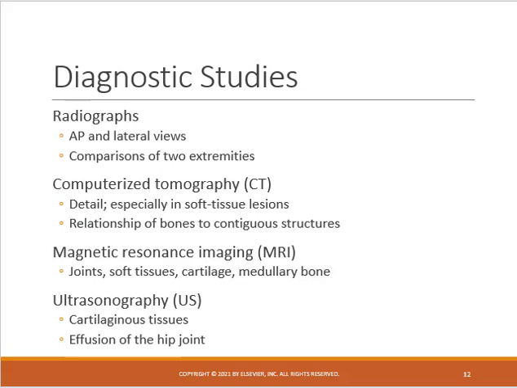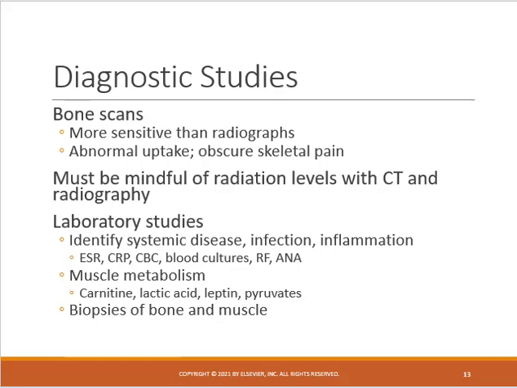Plain x-rays, AP and lateral views, are very common, and often they will compare both extremities to note any differences. CTs are more detailed, especially in soft tissue concerns, and assess the relationship of the bone to the other structures. MRIs are used for joints, soft tissue, cartilage, and medullary bone, and then ultrasounds for cartilage tissues and effusions in the hip. Other diagnostic studies include bone scans, and they're more sensitive than x-rays, but we have to be aware of radiation levels with these exams.